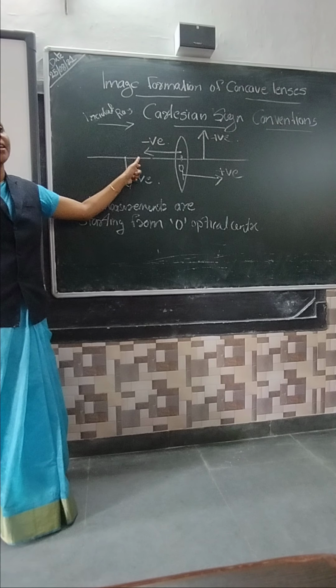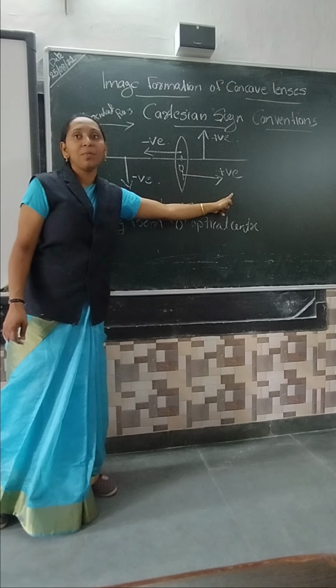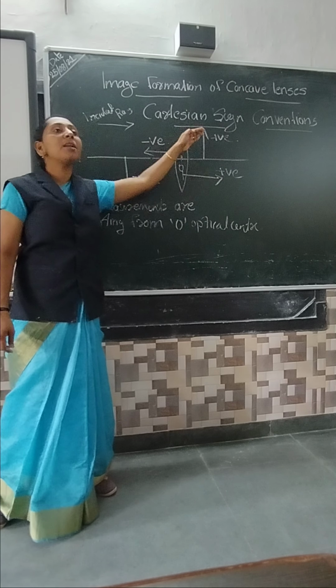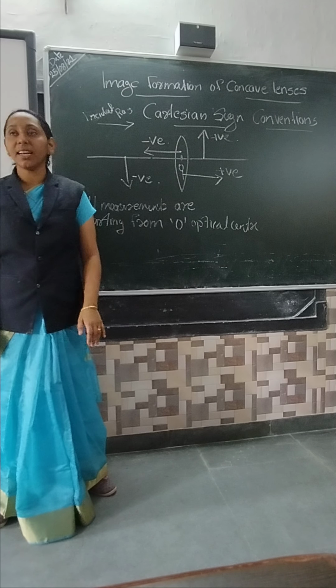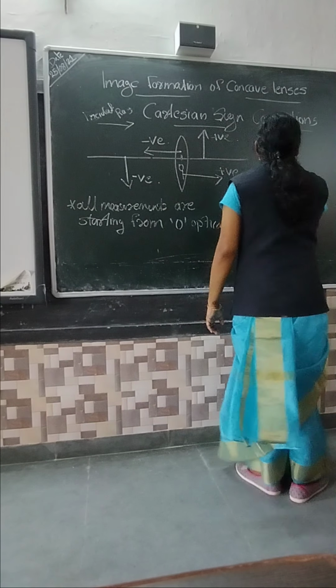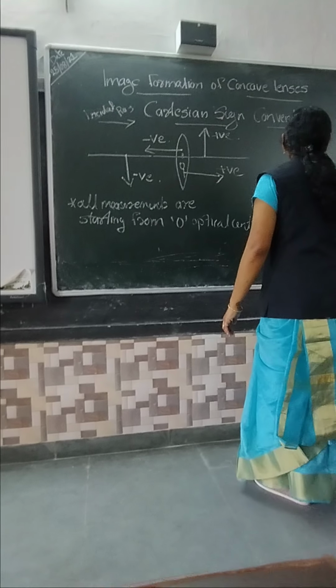Then, point number 2. All the measurements are starting from optical center of the lens. So opposite to the incident ray, that is negative. Same as the incident ray, that is positive. Above the principal axis, positive. Below the principal axis, negative. The same condition applies in the case of concave lens also.